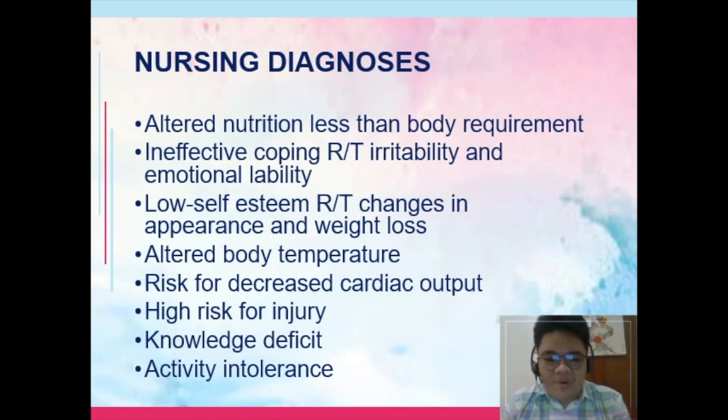Then nursing diagnoses still: altered nutrition, ineffective coping, low self-esteem, altered body temperature, usually up, cardiac output problems, high risk for injury due to hyperactivity but having tremors, knowledge deficit which may be due to inability to concentrate, and then activity intolerance, class. Okay, activity intolerance is because of the rapid use of the energy of the body.